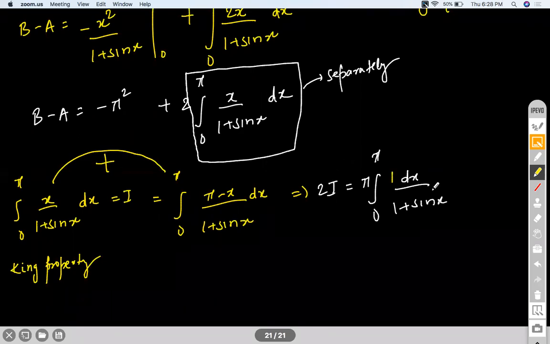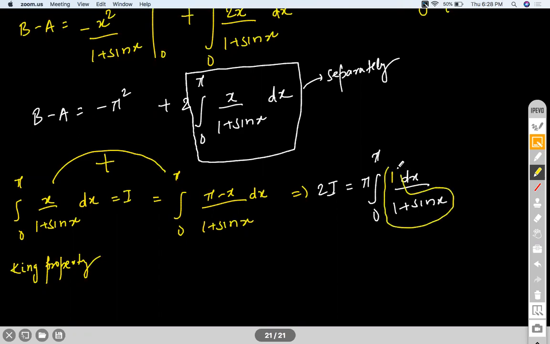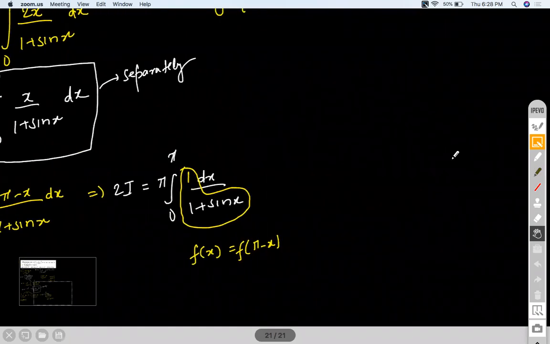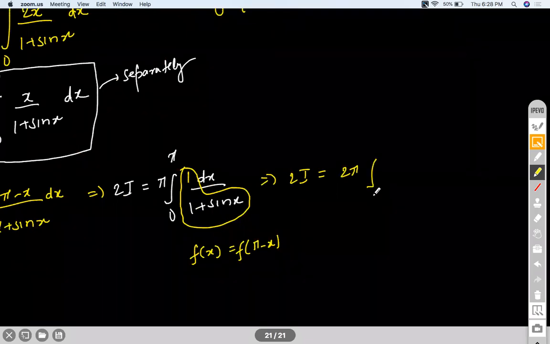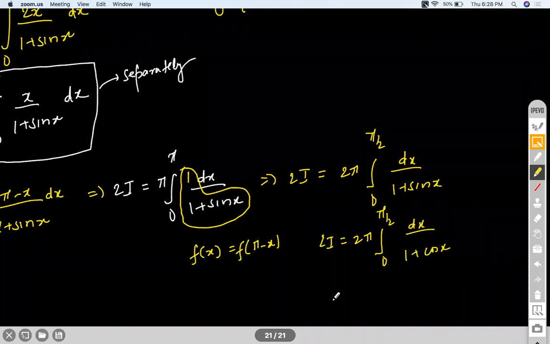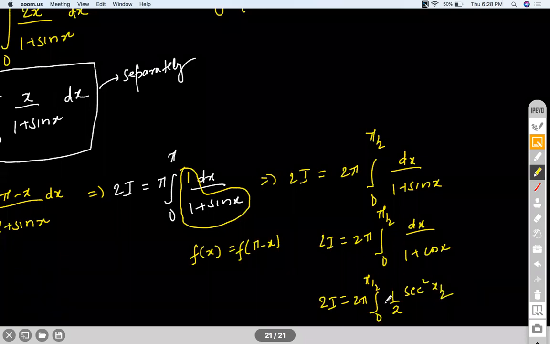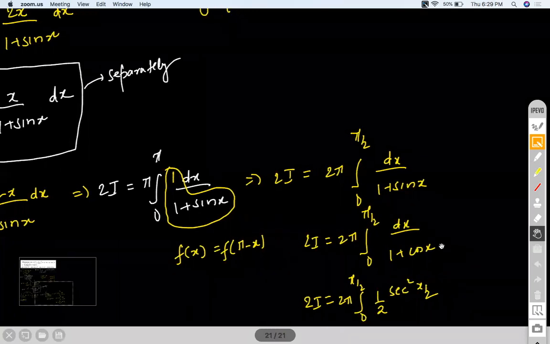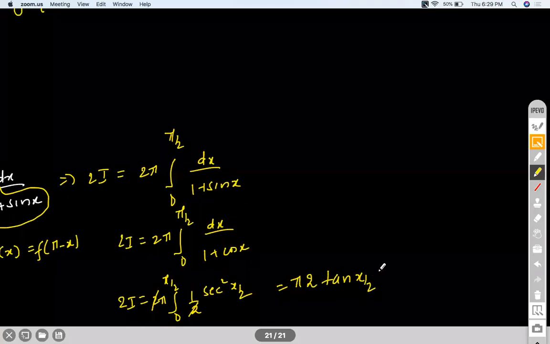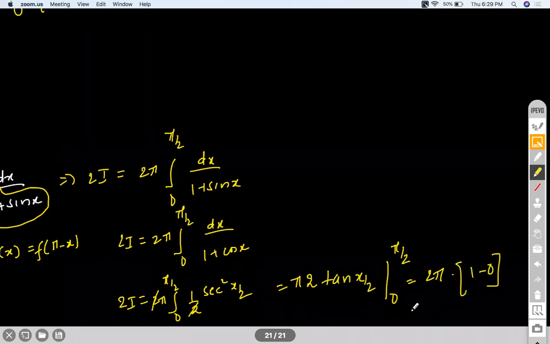Now, let's say I call 1 by (1 plus sin x) my f of x function. Since f of x is equal to f of (pi minus x), I can halve the limit. So I can write this as 2I is equal to 2 pi times the integral 0 to pi by 2 of dx by (1 plus sin x). Now apply King's property once again. It becomes the integral 0 to pi by 2 of dx by (1 plus cos x), which is nothing but 2 pi times the integral 0 to pi by 2 of half secant square (x by 2). This 2 and this 2 will get cancelled. So it's pi, and the integration of secant square (x by 2) is tan (x by 2) divided by half, so 2 will come up, from 0 to pi by 2. So it's going to become 2 pi. When you put pi by 2, it becomes 1 minus 0. So that's nothing but 2 pi itself.